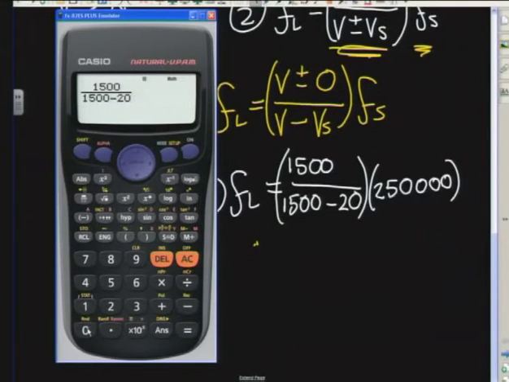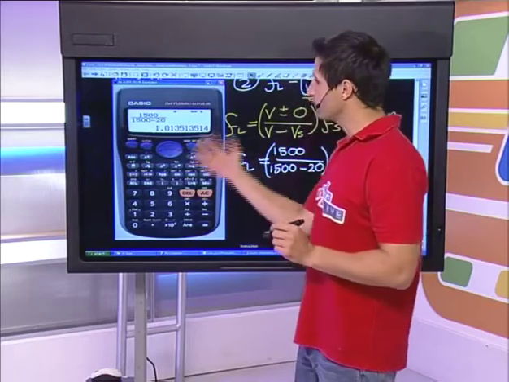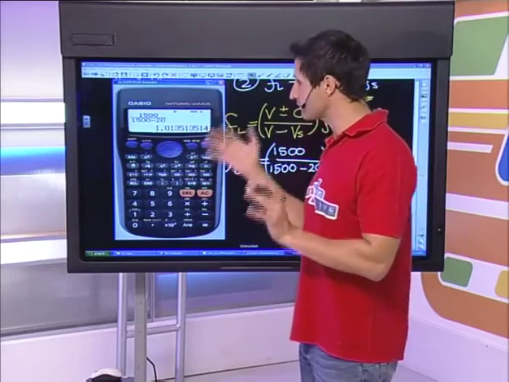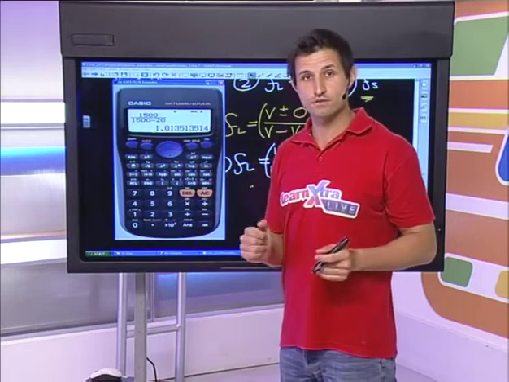Okay, now, just to show you something, I want to show you what happens when we put in this. Take a look. We've got a fraction which is larger than 1, and that's exactly what I want. Guys, if you want to see just a fraction, just to see if you're doing the fraction correctly, check that this number is larger than 1 if you want the frequency to increase.